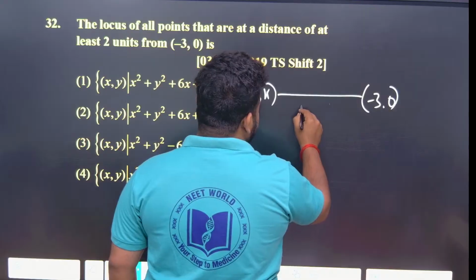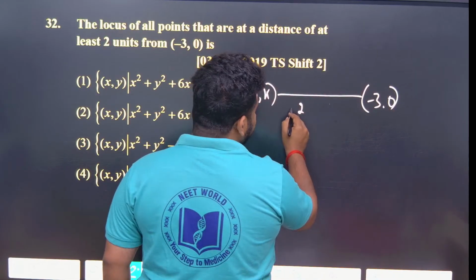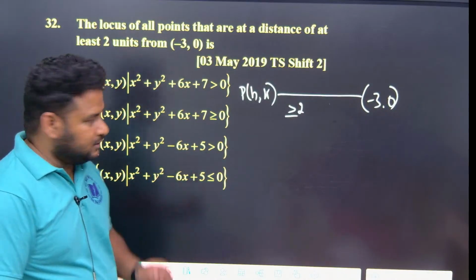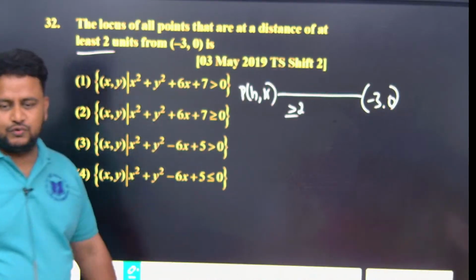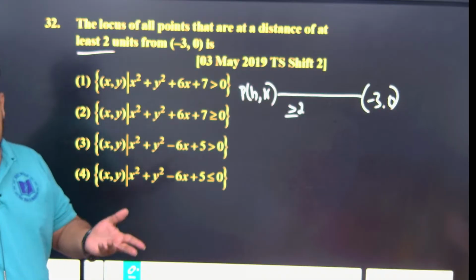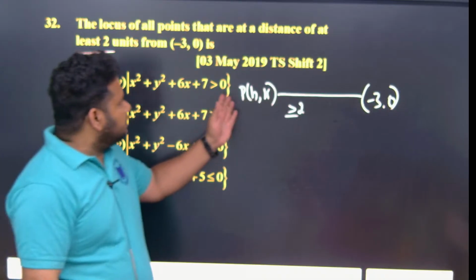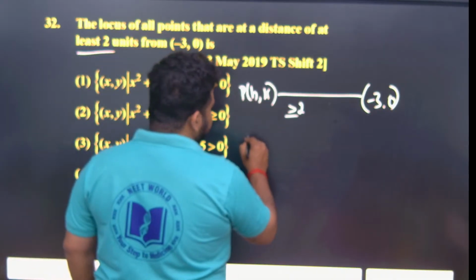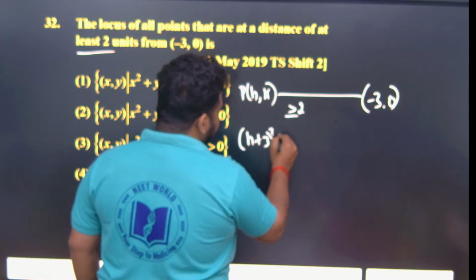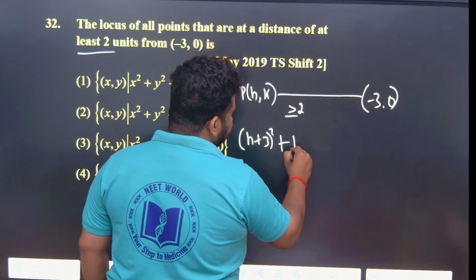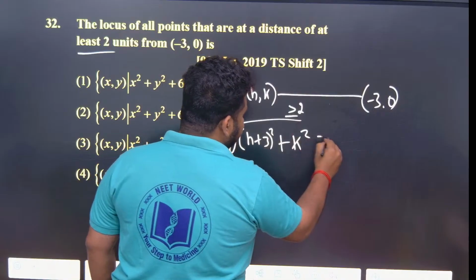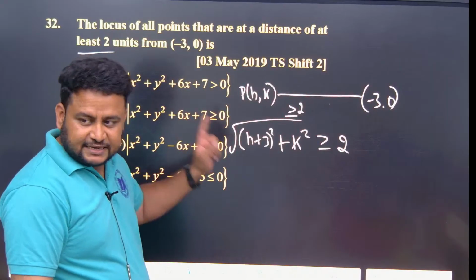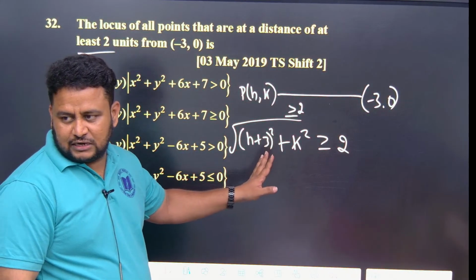The distance is at least 2. That means it will be 2 or more. So please pay attention to the words. At least 2 units means 2 or more. Correct? Distance means apply the distance formula. So we get the square root of (h plus 3) whole square plus (k minus 0) square, which will be greater than or equal to 2. It is not equal to 2. At least 2 means greater than or equal to 2. Understood?